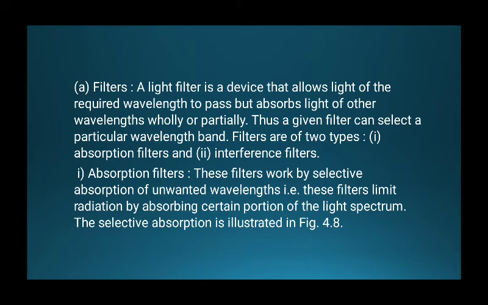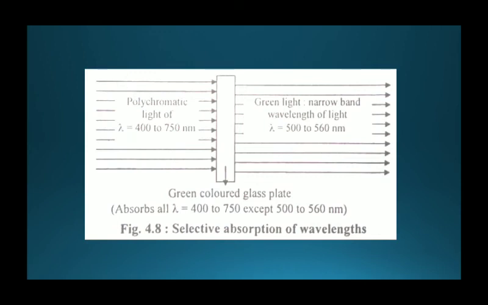Filter. A light filter is a device that allows light of the required wavelength to pass but absorbs light of all other wavelengths wholly or partially. Thus, a given filter can pass a particular wavelength band. Filters are of two types, absorption filter and interference filter. Absorption filters work by selective absorption of unwanted wavelengths. That means these filters limit radiation by absorbing certain portions of the light spectrum. The selective absorption is illustrated in this figure. See, this is one of the simple selective absorption of wavelengths.